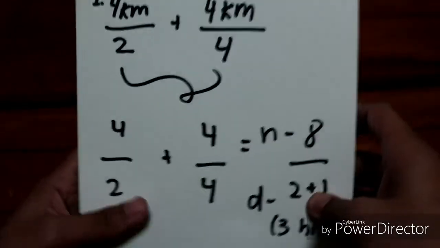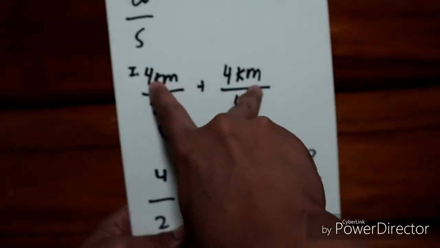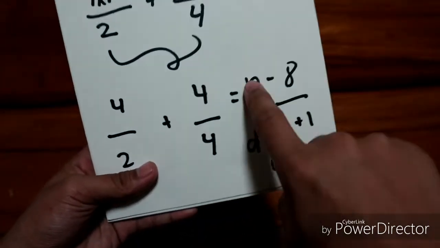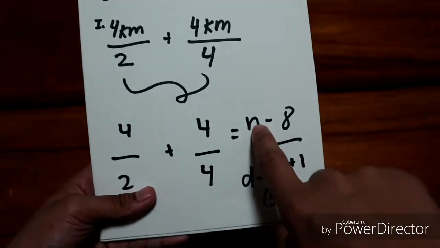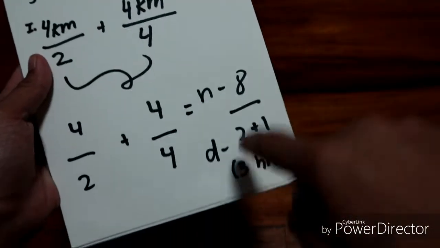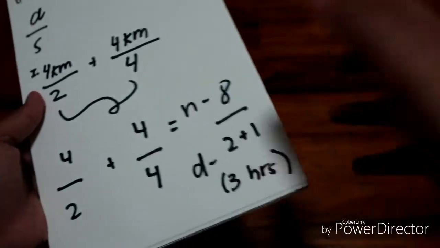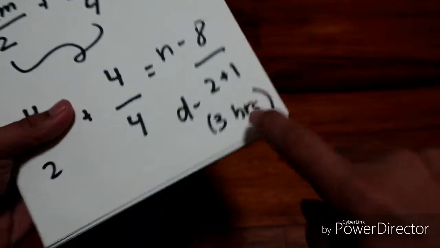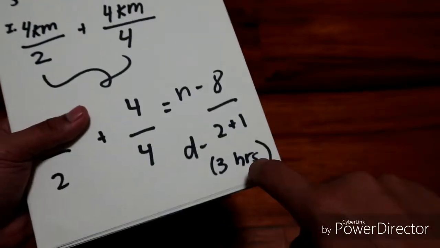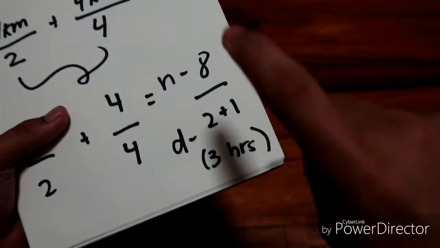So how will we know it? What you need to do here is add both of these distances. 4 plus 4 will be 8, so our numerator here will be 8. And then 2 plus 1 equals 3, which gives us the answer for the time, the time it took him. So we have here 3 hours.